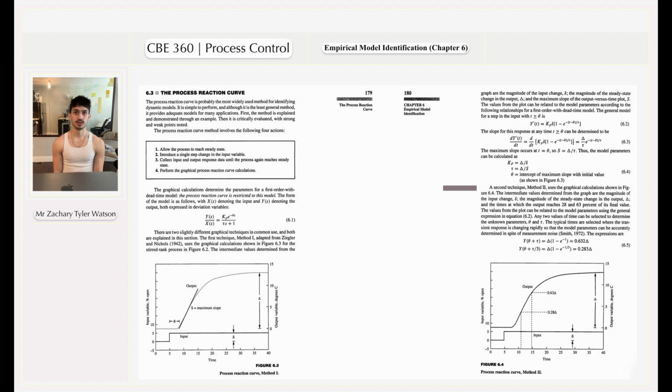A second technique, method 2, uses the graphical calculations shown in figure 6.4. The intermediate values determined from the graph are the magnitude of the input change, D, the magnitude of the steady state change in the output, delta, and the times at which the output reaches 28 and 63% of its final value.